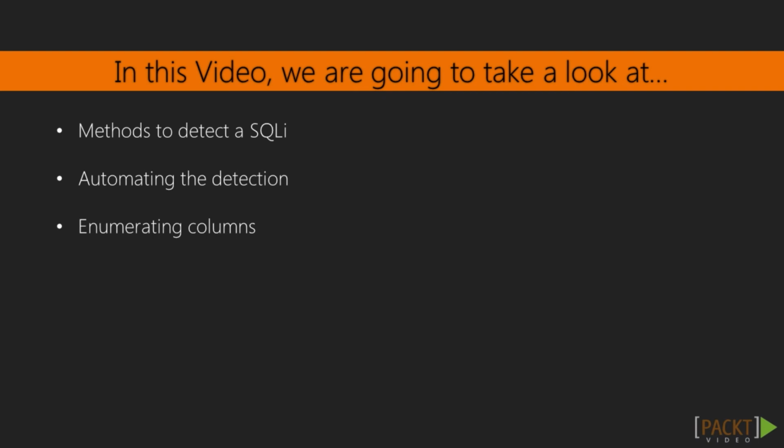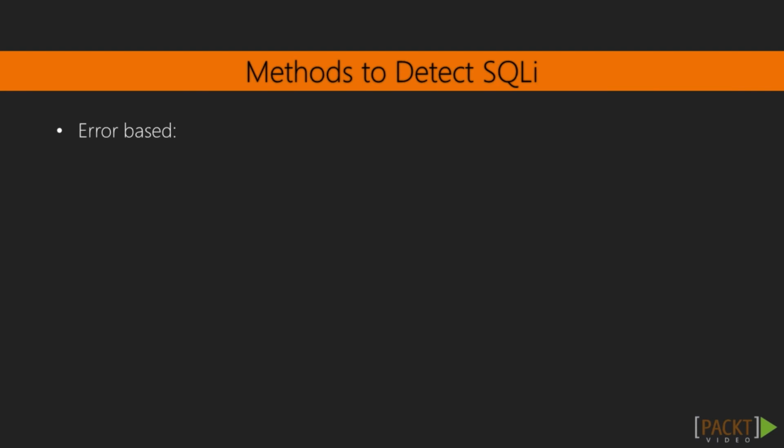Then we'll proceed to automate the detection of these issues based on one of the methods. And finally, we'll enumerate the columns used in the query and also identify valid column names in the table. In order to detect SQL injection, we have three methods available.